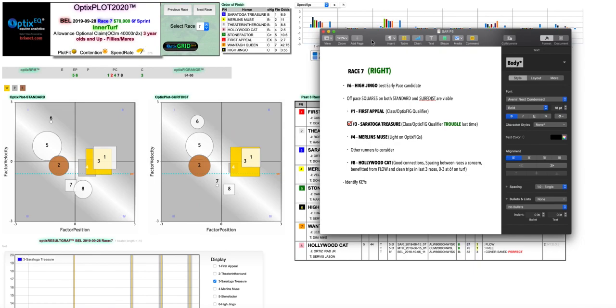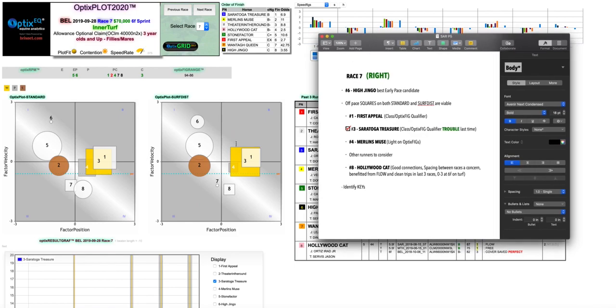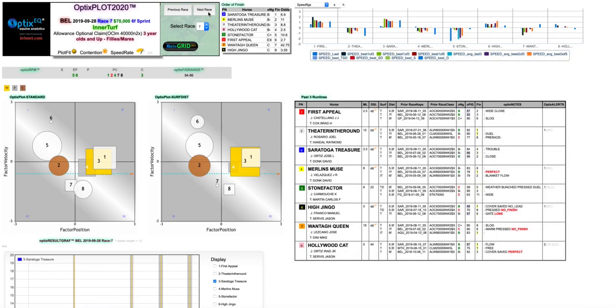We were also kind of iffy about Hollywood Cat. That turned out to be true. Of course, he was kind of an in-and-outer. And the one thing we were wrong about in this race was High Jingo lost the pace battle to the number 5, Stone Factor. But the winner was an off the pace square, which we had anticipated. And you could see the 3 and the 4 ran real well. It was one of our other horses at 11-1 from off the pace. So we were right about race 7, feeling confident going in, but that's going to change really quickly.